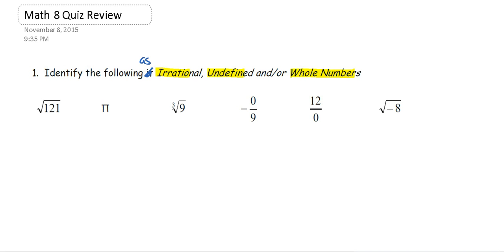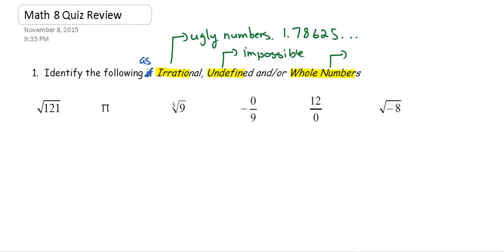Irrational means you have these ugly numbers, like decimals such as 1.78625, going on forever. Undefined means that you have an impossible situation.